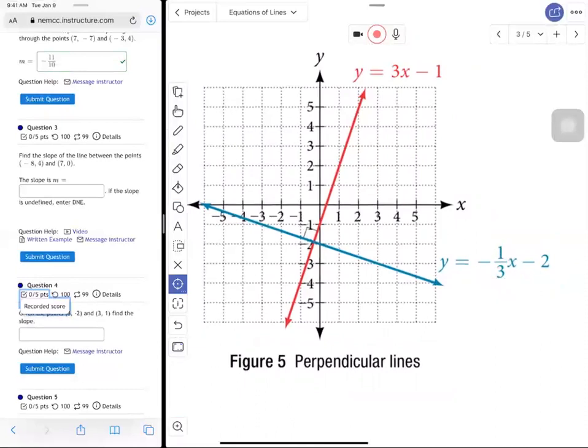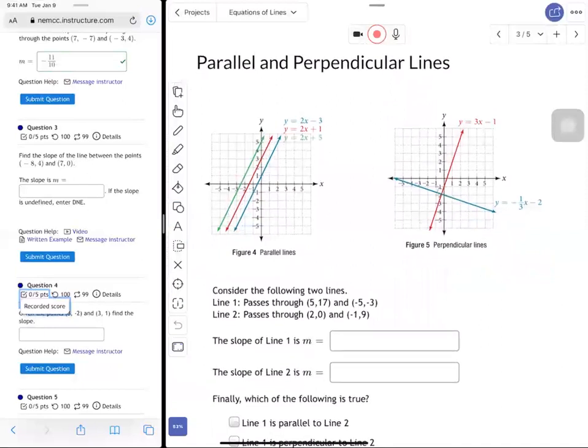And if you think about how those two numbers are connected, for one thing, you'll notice that they're opposite signs. Perpendicular lines will always have opposite sign slopes, and the slopes are also reciprocals of each other. So we say that they have opposite reciprocal slopes.